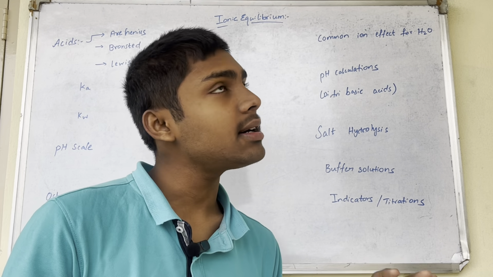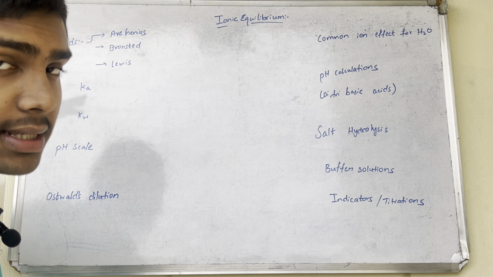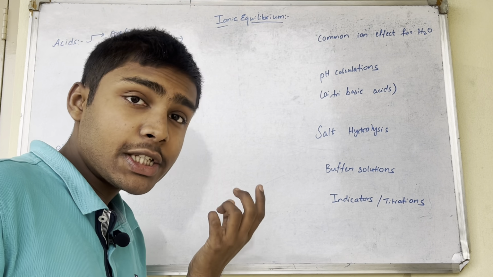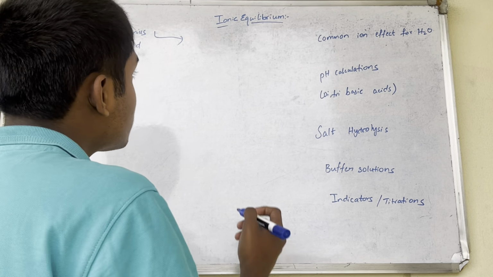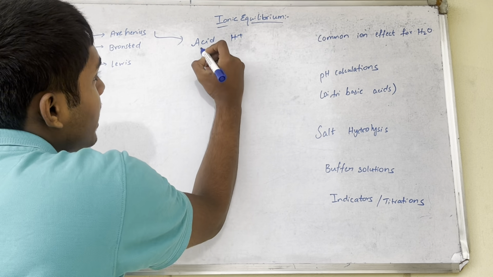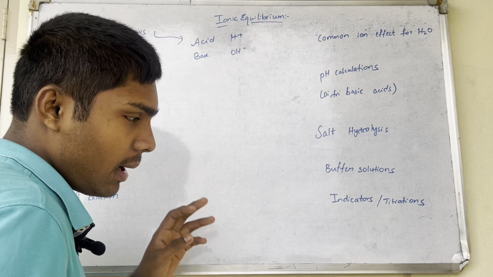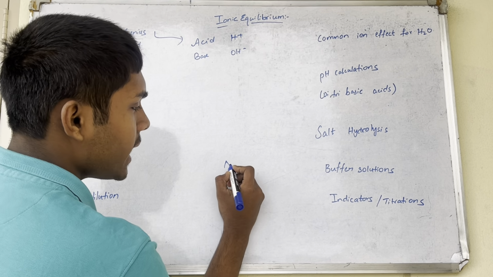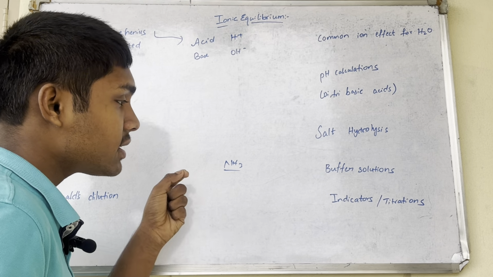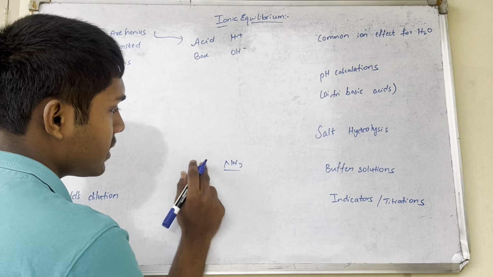Based on three theories: Arrhenius theory, Bronsted theory, and Lewis theory. According to Arrhenius theory, if any substance releases H+ ion in aqueous solution, then it is termed an acid. Similarly, it is a base if it releases OH- ion in aqueous solution. But one exception is that we know NH3 is a good base, but it does not release OH- ion in aqueous solution, so it is not considered an Arrhenius base.